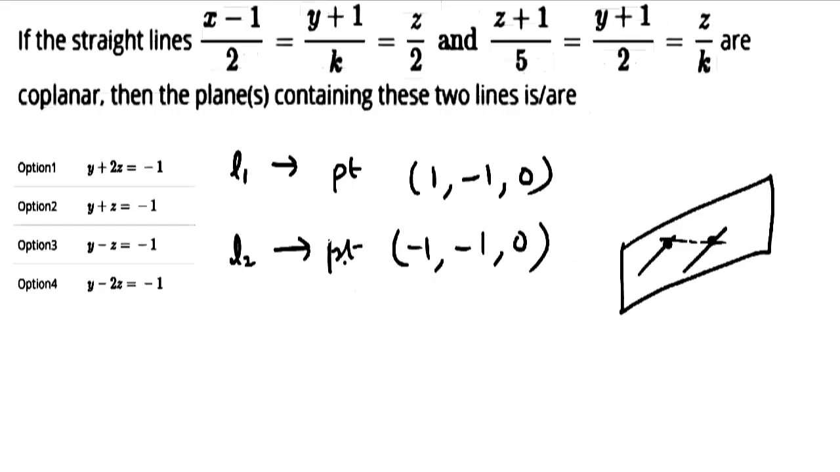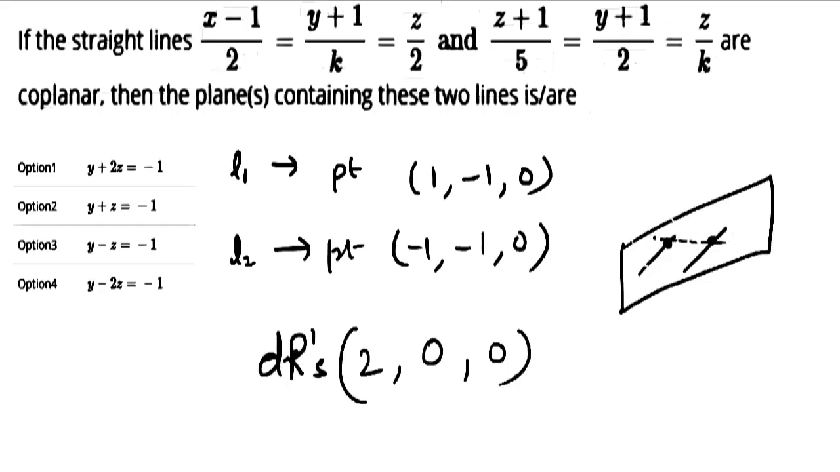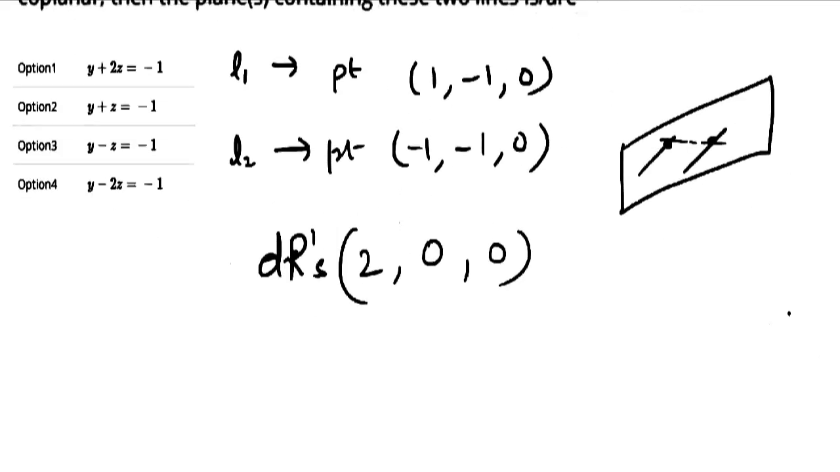So how are we going to do this? We will just subtract all the coordinates. From here we will have 1 minus minus 1, which will be 2, minus 1 plus 1 will be 0, and 0 minus 0 will be 0, right? So from here we can say that these are the direction ratios of the third line, x2 minus x1, y2 minus y1 and z2 minus z1. So we have just put that formula.